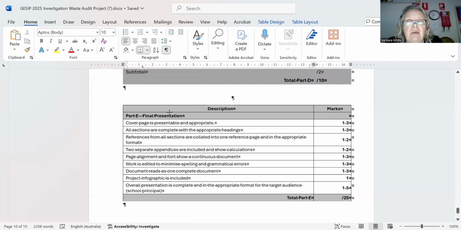And then the last part, which we haven't started yet, is where you're just going to gather up all of your stuff, all of your Part A, your introduction, your Part B, your little plan bit, your Part C with your graphs, and you're going to put it all together as one document. That's the last part of it.